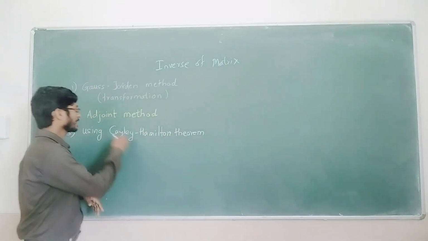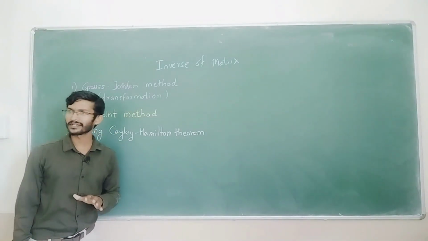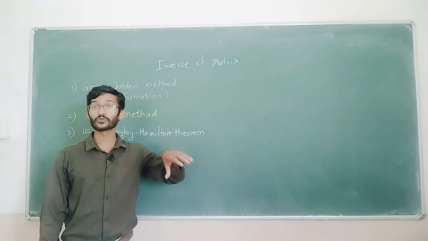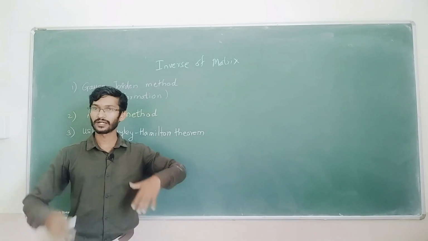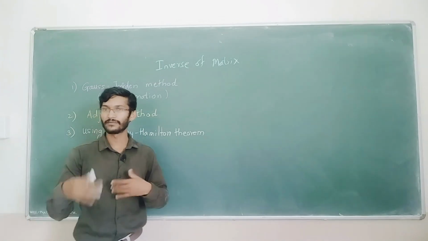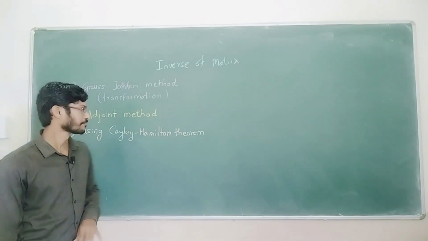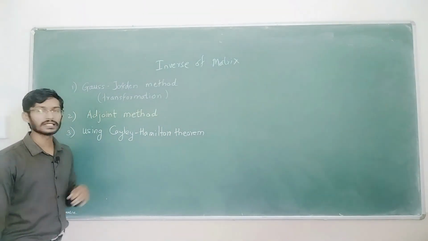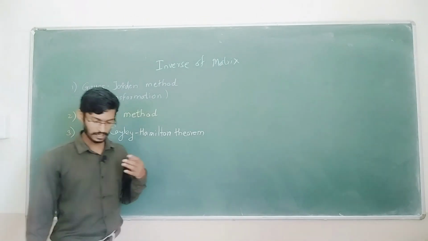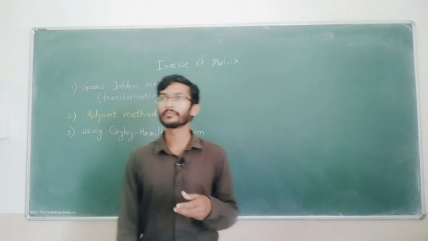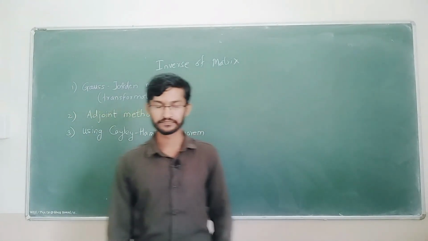Another method is the adjoint method. It is considered to be very easy if the matrix is 2 by 2, but if a higher order matrix is there, then it will become difficult. It is also good for a 3 by 3 matrix. And then the last one is the Cayley-Hamilton theorem. We will also see it by using the Cayley-Hamilton theorem.